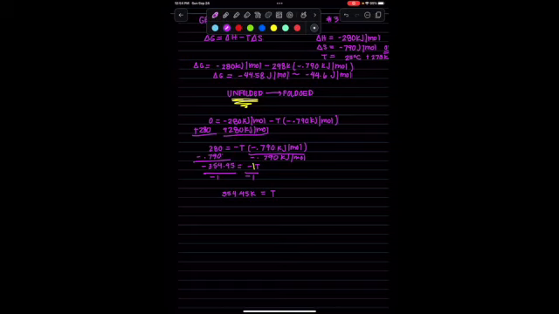So this means anything above this temperature will be favorable.